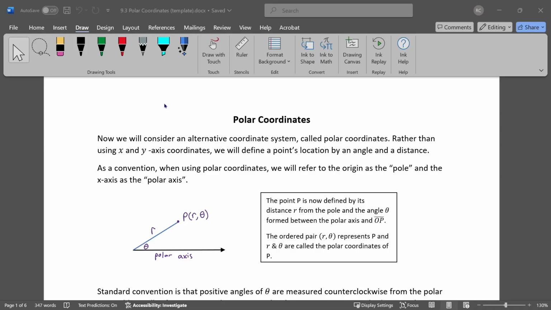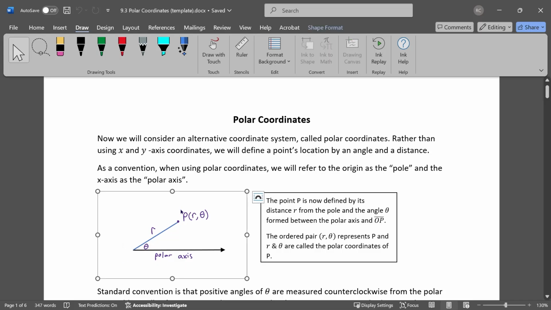So as a convention, when using polar coordinates, we will refer to the origin as the pole and the x-axis as the polar axis. So the point P is now defined by its distance r from the pole and the angle theta formed between the polar axis and the line between O and P, right? So this line from the origin to P is the line OP. The ordered pair (r, theta) represents P, right?